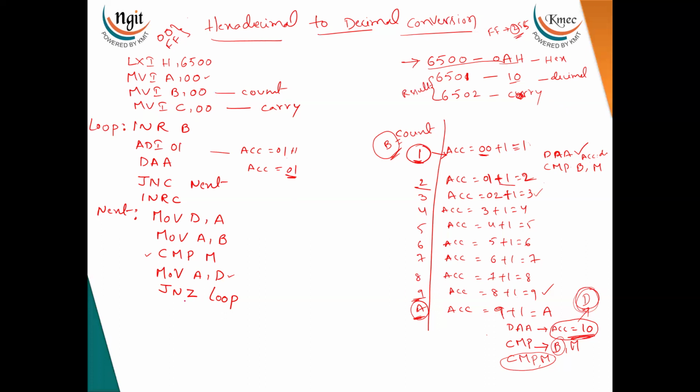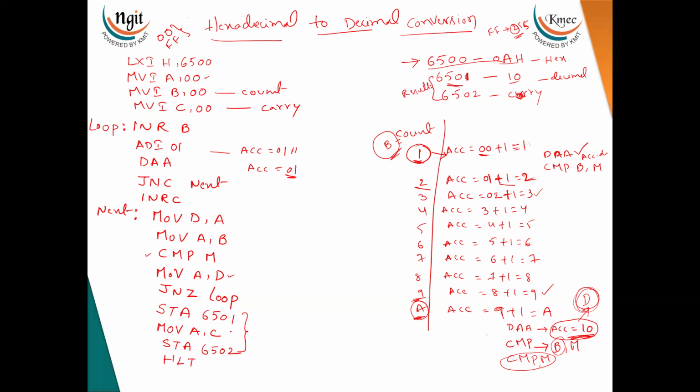If these values are matched, then it should come out of this loop and we need to store the result, which is in the accumulator. So store the accumulator into the next consecutive memory location. And also if any carry is generated, we need to store it into the next location. For that, the carry that is in C we move into A, and we store it into the next consecutive memory location. After that, halt.